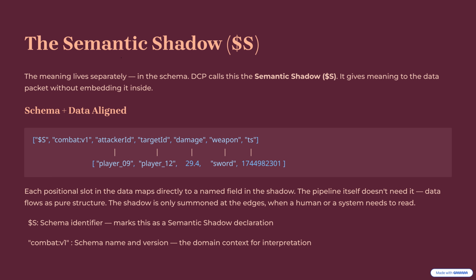The semantic shadow. The meaning lives separately in the schema. DCP calls this the semantic shadow. It gives meaning to the data packet without embedding it inside. The diagram shows how the schema and data align. Each positional slot in the data maps directly to a named field in the shadow. The pipeline itself doesn't need it. Data flows as pure structure. The shadow is only summoned at the edges when a human or a system needs to read.